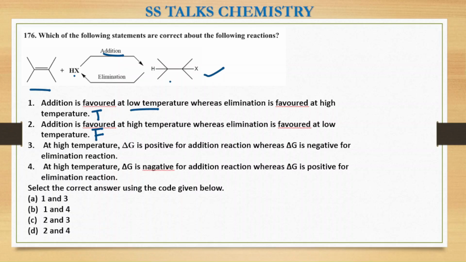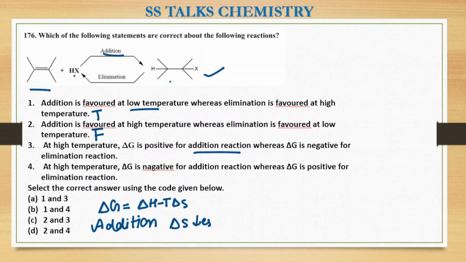Next, it says that at high temperature, delta G is positive for the addition reaction, whereas delta G is negative for the elimination reaction. To determine the spontaneity of a reaction, we have delta G equal to delta H minus T delta S. For the addition reaction, the entropy of the system is decreasing. Entropy will be decreasing.